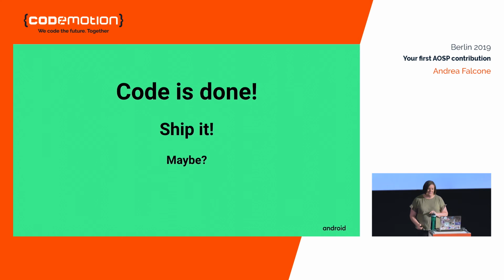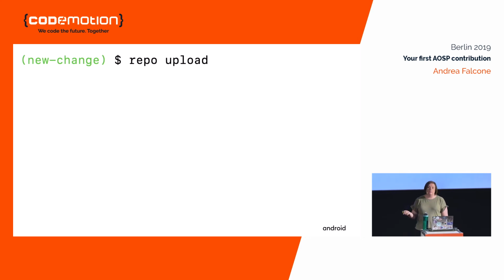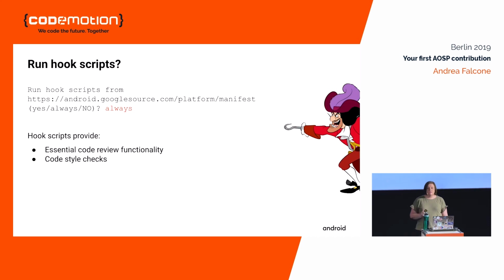We will find out. All right, so just like we do with Git status, what have I changed? All right, I'll add all the files. I will commit with the message, fixing a bug, which is exactly what we all make all of our commit messages. Perfect. OK, then I'm going to repo upload. I want to send my code to the stars. Here it goes. First, we need to talk about script hooks.